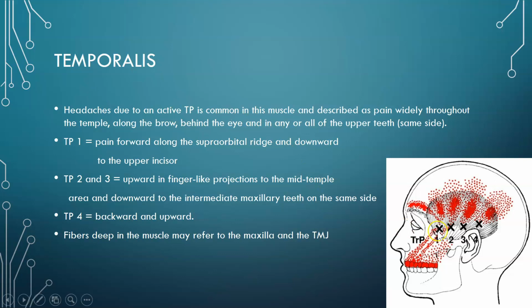So if we look at trigger point 1, which we find here anteriorly, the pain is forward along the supraorbital ridge and downward to the upper incisor, so in this area here and down here. Trigger points 2 and 3 are upward and finger-like projections to the mid-temple area and downward to the intermediate maxillary teeth on the same side. So heading up in this region, and then down here are the intermediate maxillary teeth. And then trigger point 4 is backwards and upwards, heading out here into the back part, the occipital area of the skull. If we get deep fibers in here, occasionally you will find referral to the maxilla, the upper bone, and the TMJ joint itself.